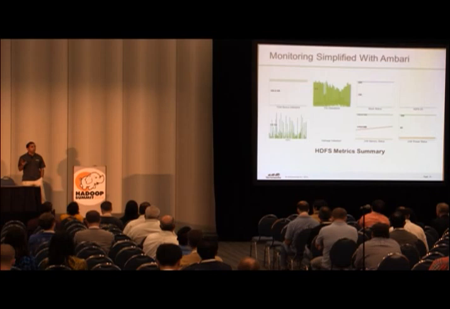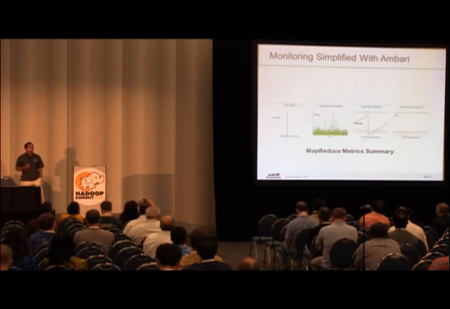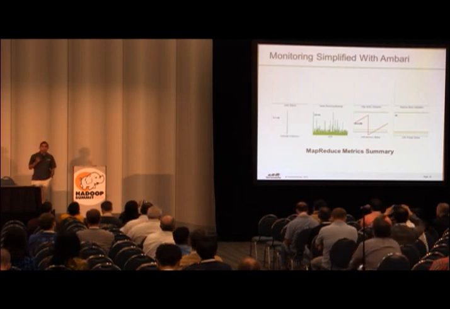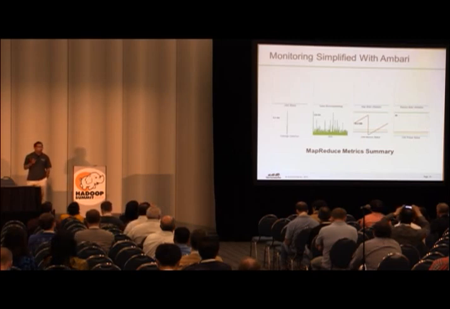And even if you don't use Ambari, these are a key set of metrics for you to track in your own monitoring systems. Here are some screenshots for monitoring MapReduce with Ambari. It shows slot utilization, JVM status, and stuff like that.